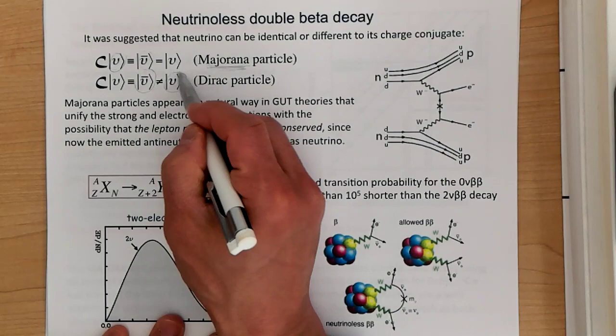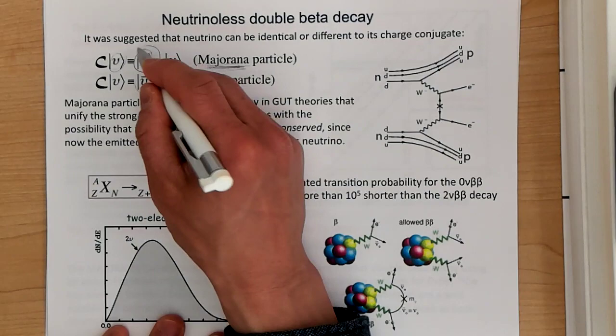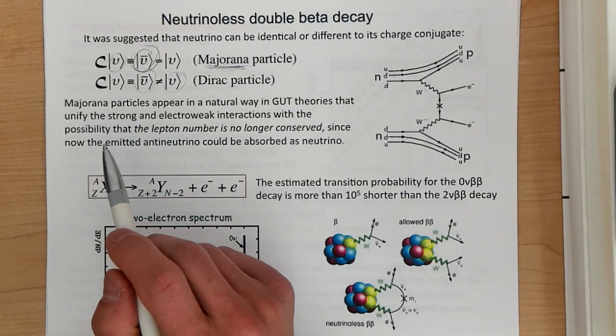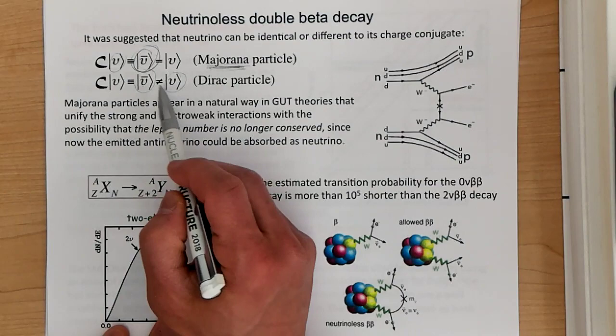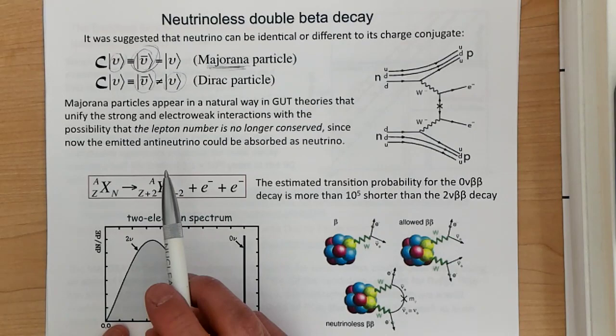Okay, and so these Majorana particles are a strange kind of particle where, for the fermions, the antiparticles are the same thing as the regular particles, right? So all the other particles we know of have the Dirac property, where the antiparticles are different from the particles, but it could be for the neutrinos that they're the same.